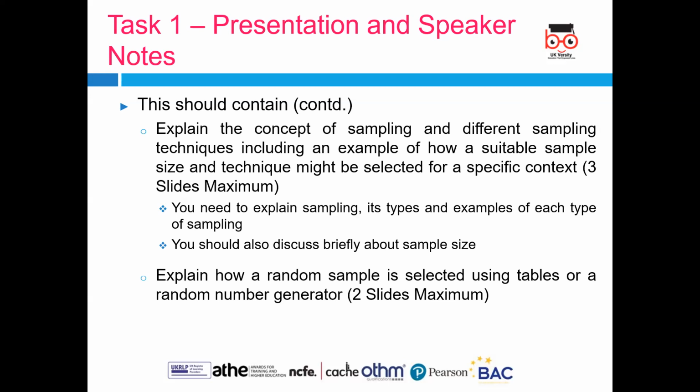Now the fourth one is explain how a random sample is selected using tables or a random number generator. So you can explain the brief concepts. Remember that you should cite the sources as it is required, and that shows that you have done some research work and also promotes academic integrity. So now coming back to the task in the presentation, explain how a random sample is selected using tables or a random number generator. So here also you can limit the description to maximum 2 slides.